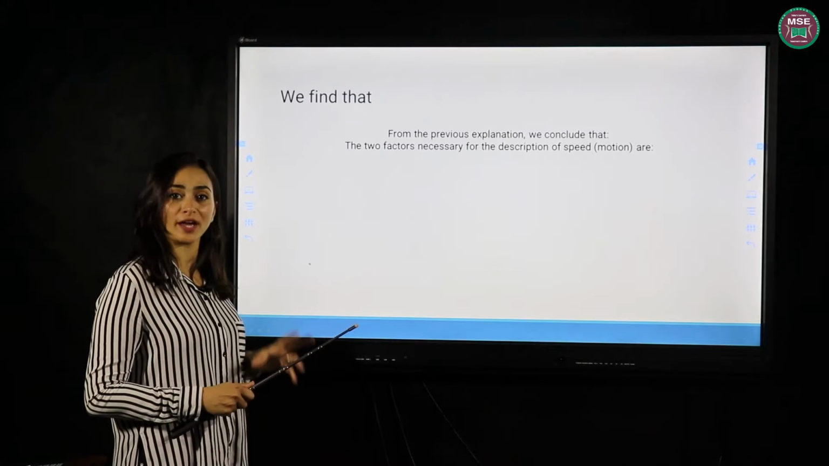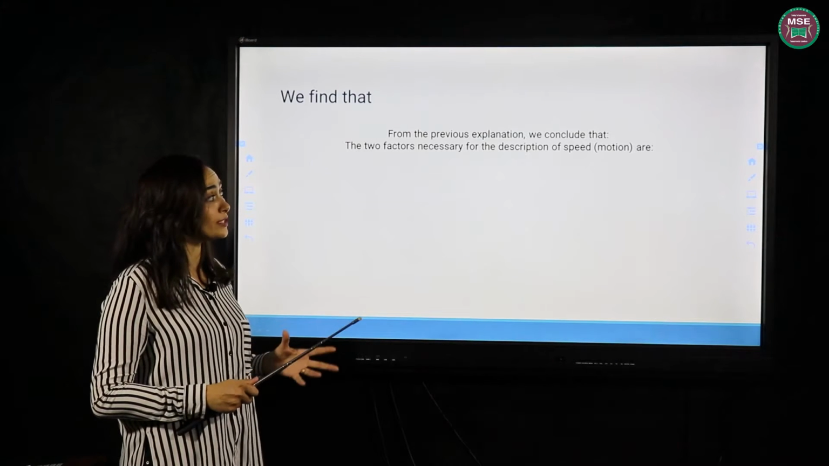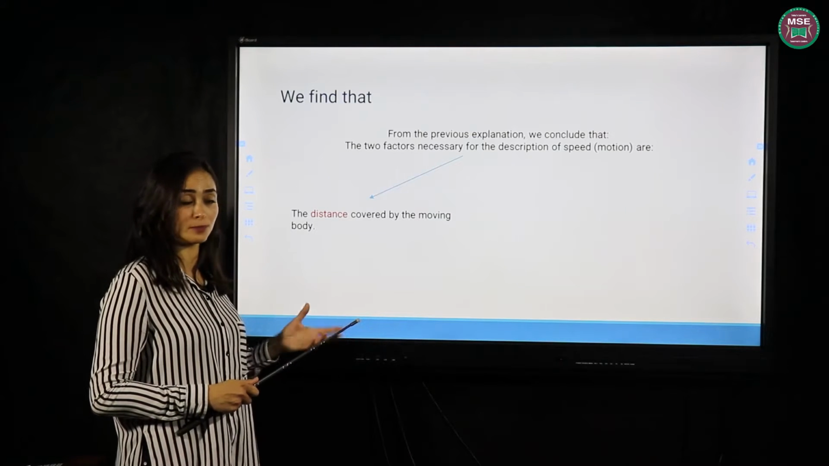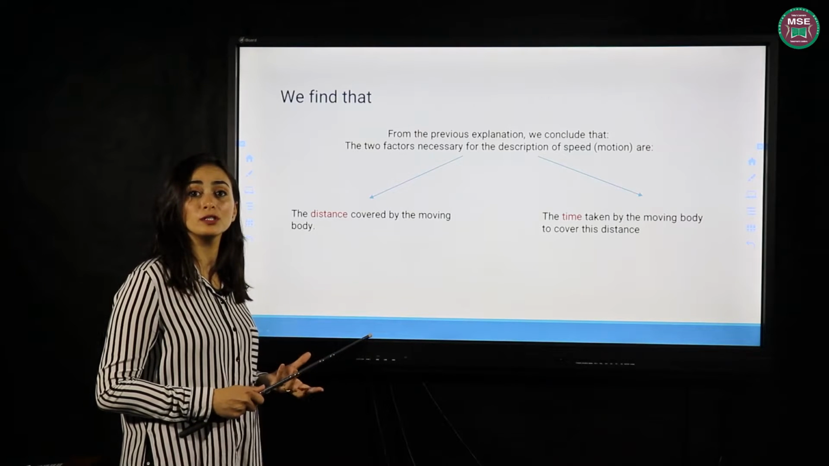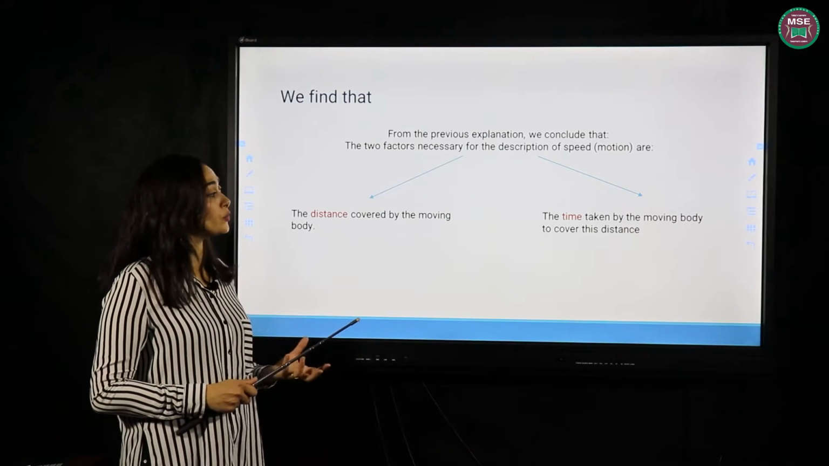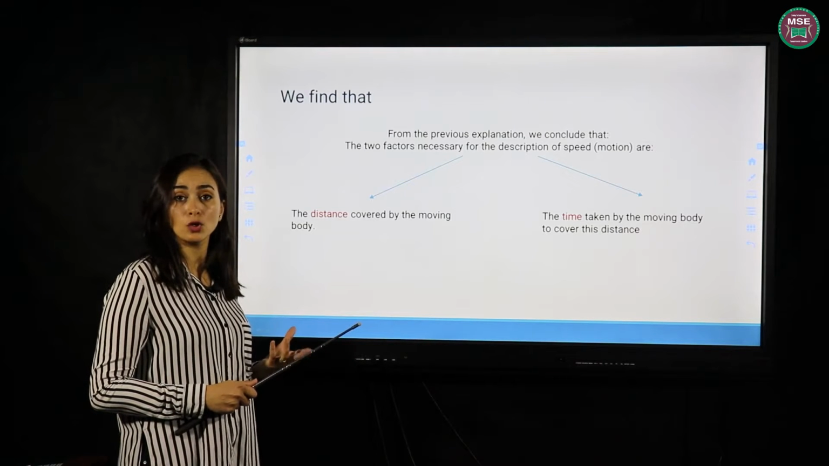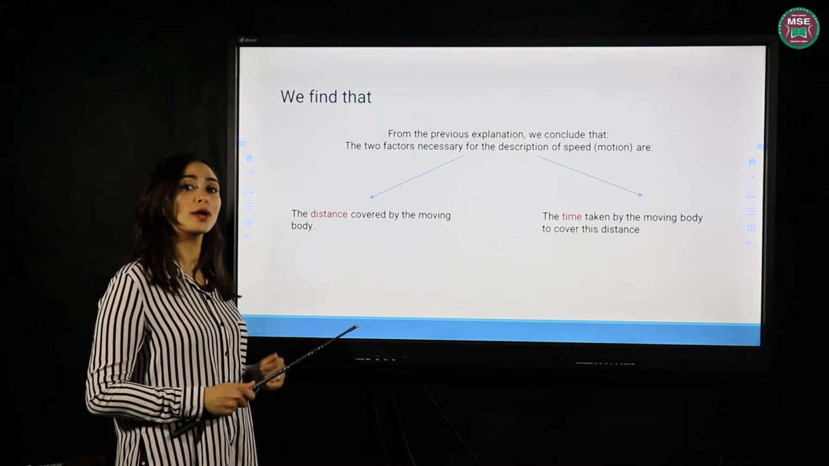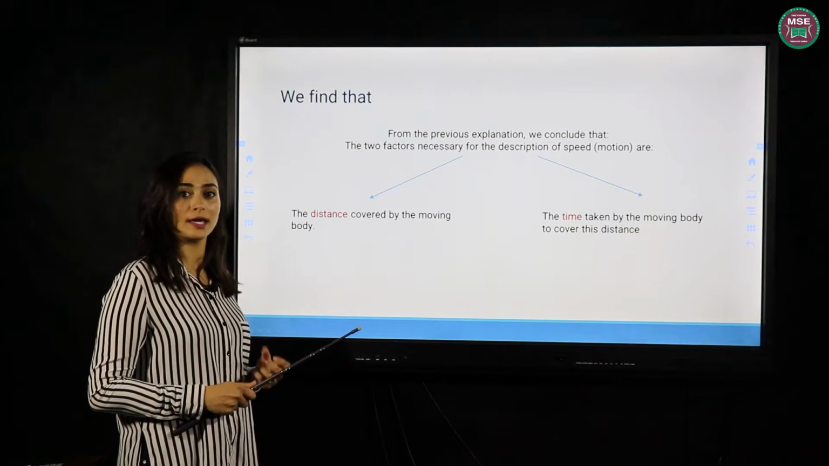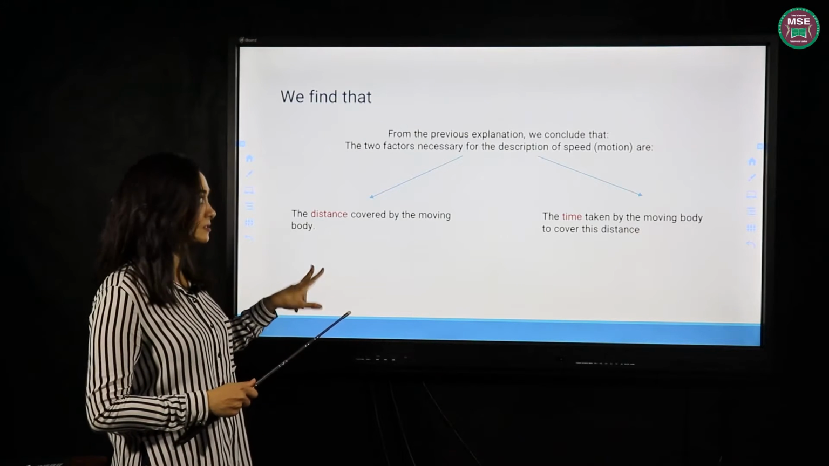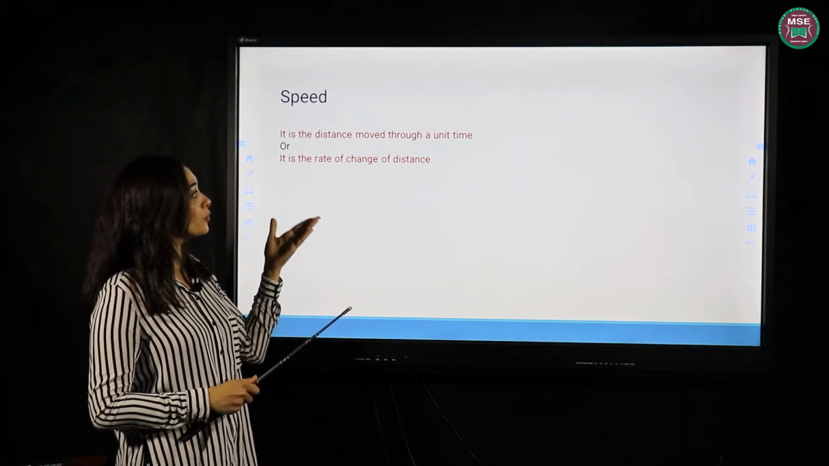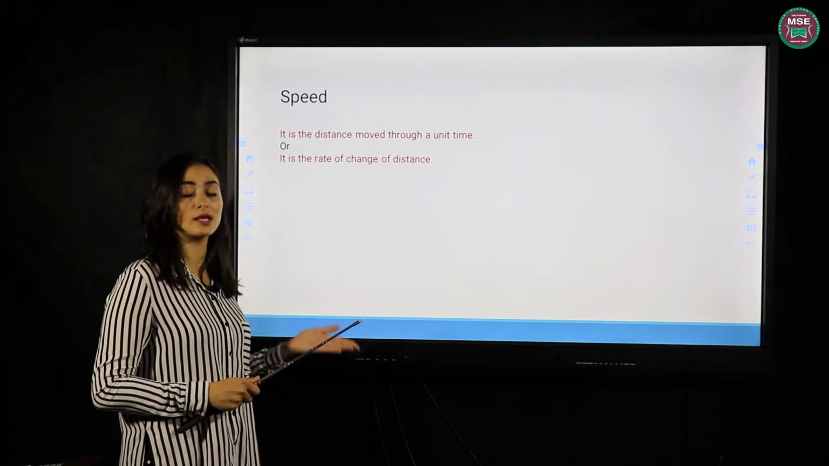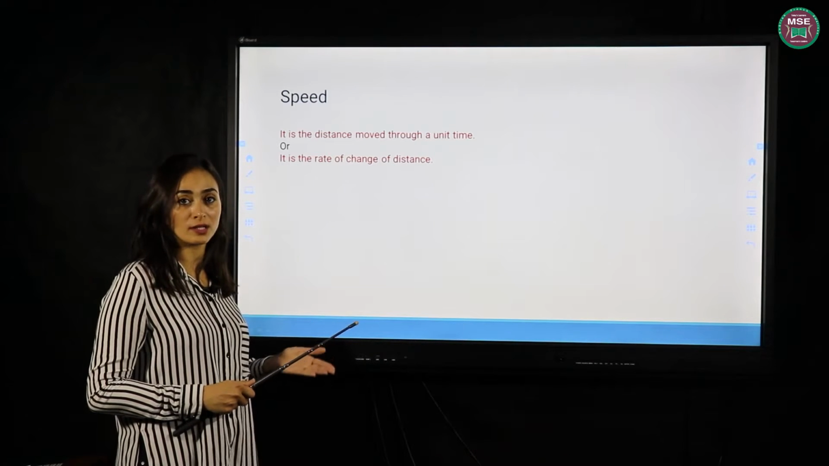So we have two factors to describe or to mention speed. The first is the distance that the moving body covered, and the second is the time taken by the moving body to cover this distance. So we have two factors to know the meaning of speed: distance and time. Now, can you tell me the meaning of speed? Can you imagine the definition of speed? Yes. Speed is the distance moved through a unit time. We have to know the distance covered by the object and the time taken by the object to cover this distance.